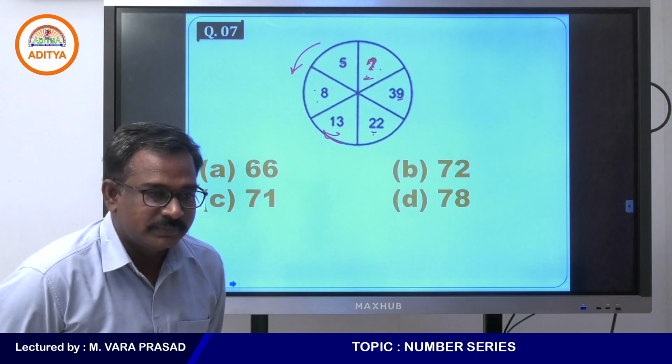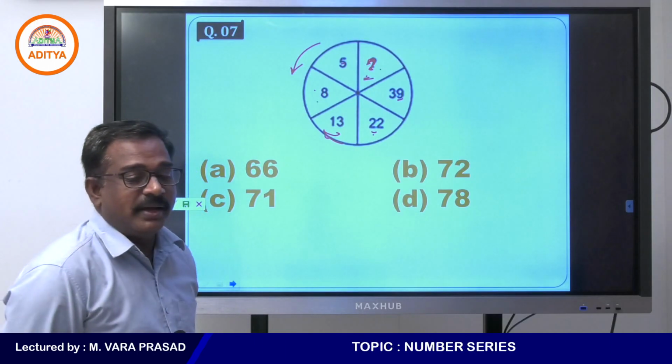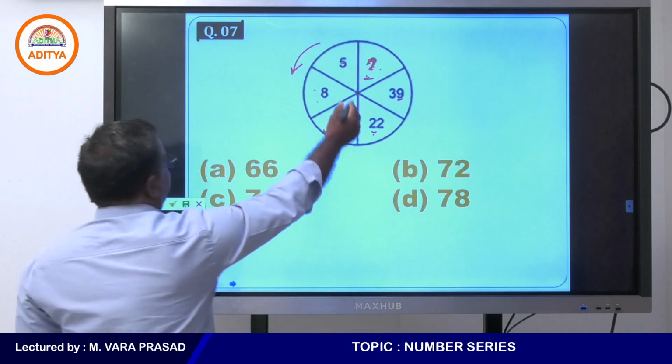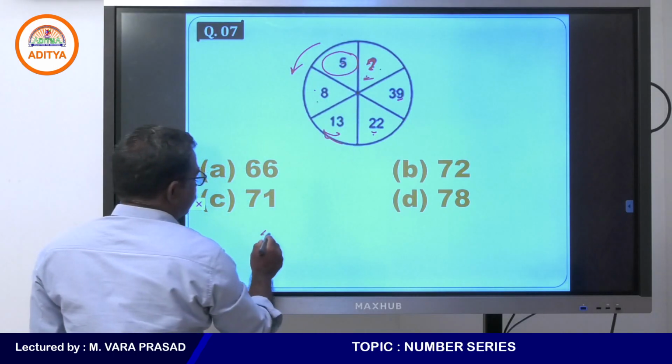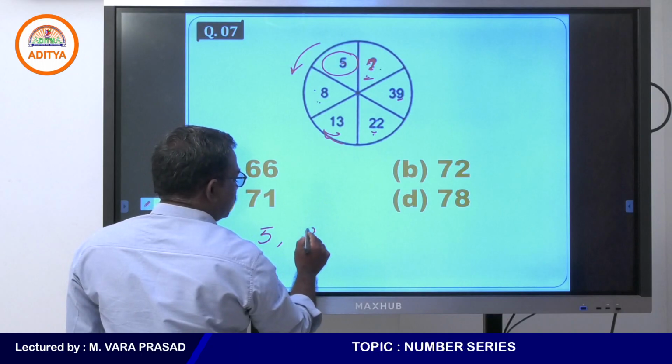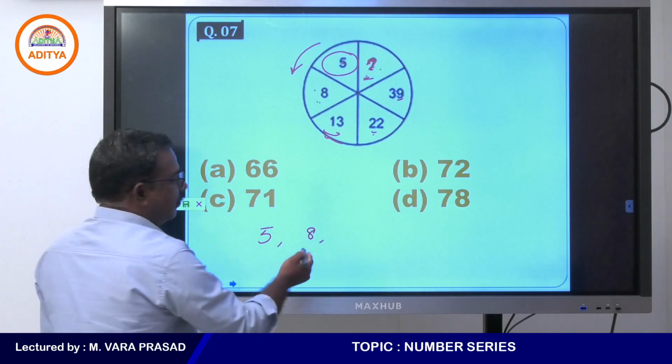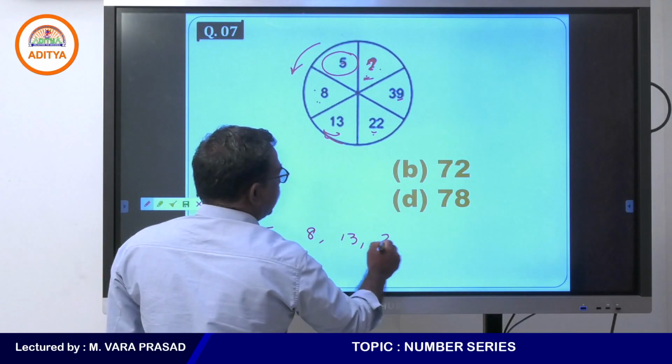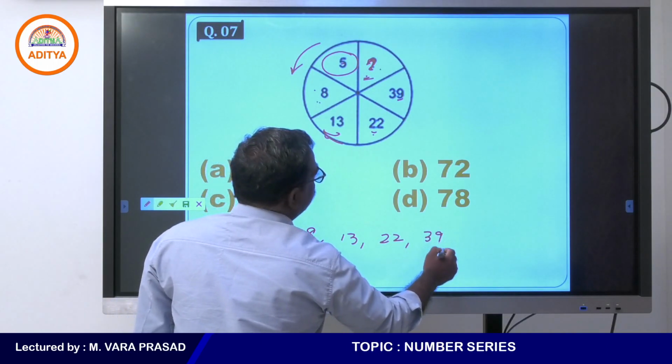Yes, right, we can give the answer. Suppose this number, if you take, this is 5 and this one is 8. I am writing in a series manner: 5, 8, 13, 22, 39, and what will you get in the place of the question mark?